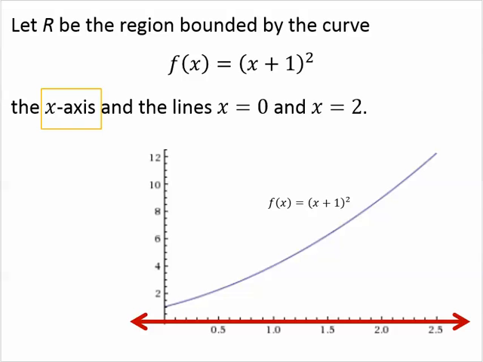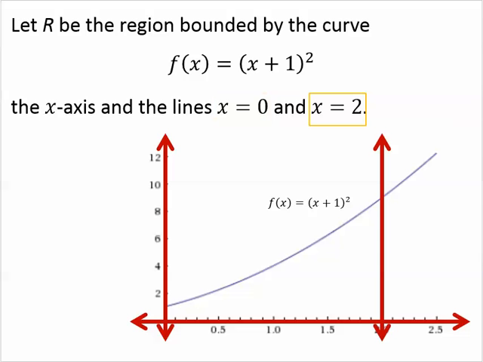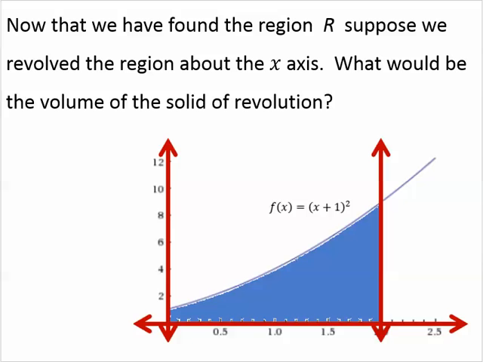And your x-axis, it's also bounded by your x-axis. And it's bounded by the line x equals 0, which is the y-axis. And it's also bounded by x equals 2. And so you can see that your region is bounded by these four things, is the area in blue. And suppose we revolve this region about the x-axis. What would be the volume of the solid of revolution?